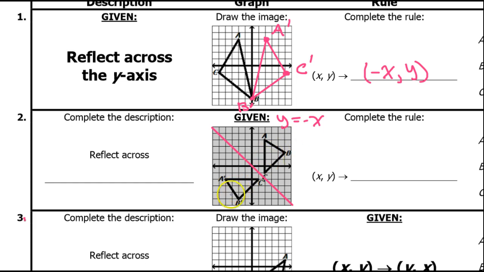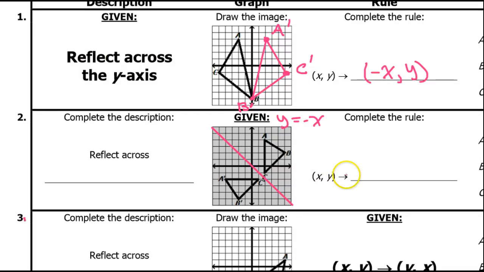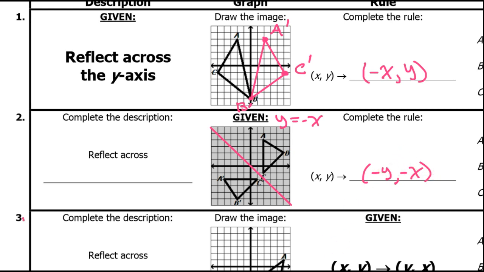So, what we have is a reflection over the line y equals negative x. And we decided right from the beginning that the rule would be opposite of y, opposite of x. So that's what we write. Opposite of y, opposite of x. So that makes it really easy.